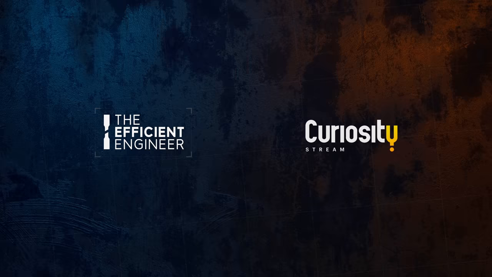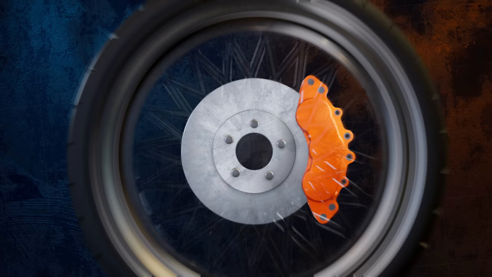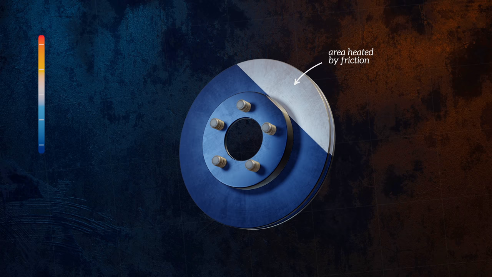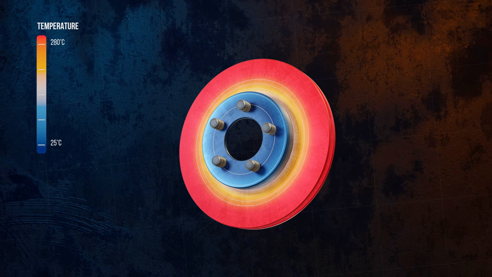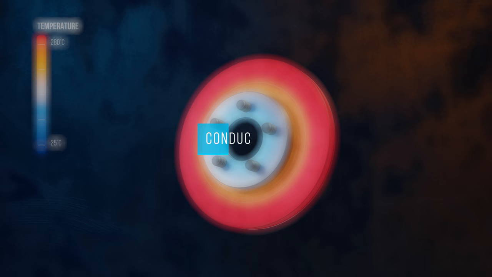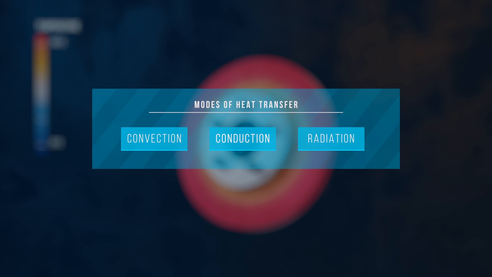When any object is heated, like the rotor in a car disc brake for example, which gets hot because of friction, the distribution of temperature within the body will change as thermal energy flows from hotter to colder areas. This redistribution of thermal energy is called thermal conduction. It's one of three ways in which heat transfer can occur, along with convection and radiation. Understanding conduction is really important for so many engineering applications, so let's learn more about it.